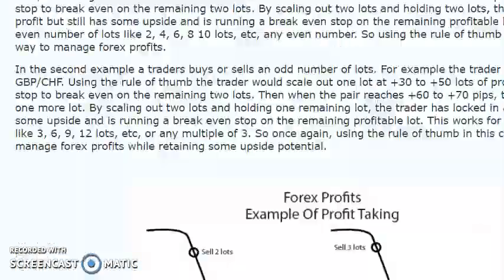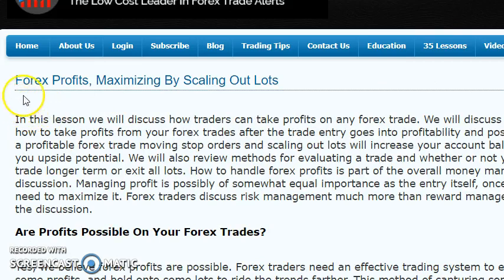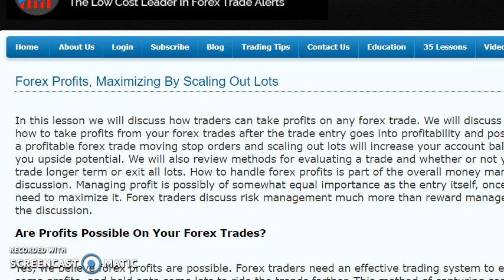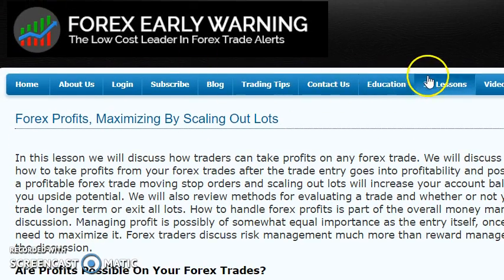So this particular lesson is lesson 30, and we're trying to give you all the ideas that we know about scaling out lots, maximizing your profits, while taking into consideration the strength of the entry signals and also the condition of the market, whether it's trending or ranging, and also the characteristics of the currency pairs that you're trading. So this is lesson 30 in our 35 lesson package from forexearlywarning.com.